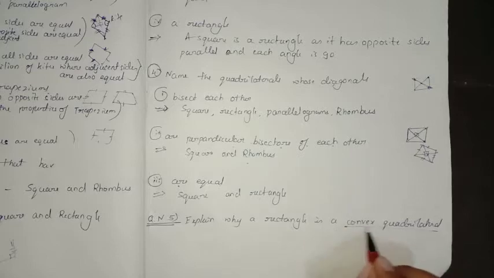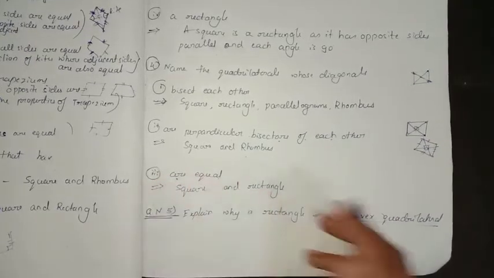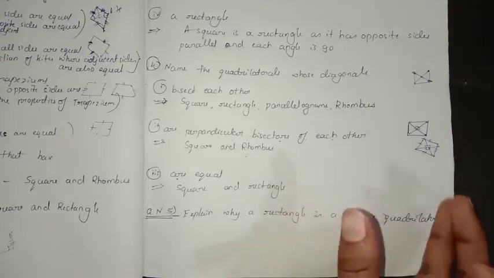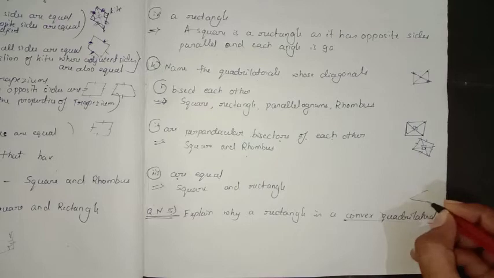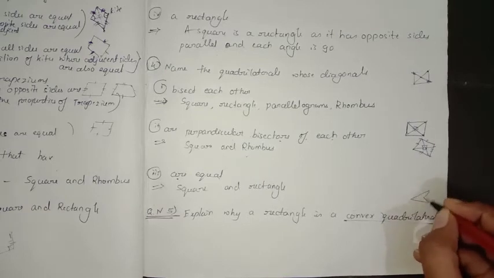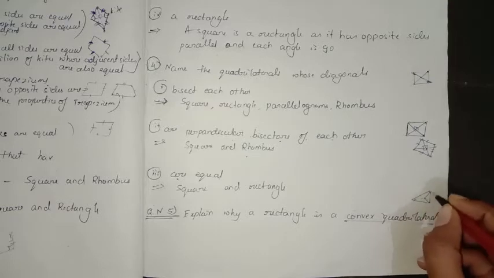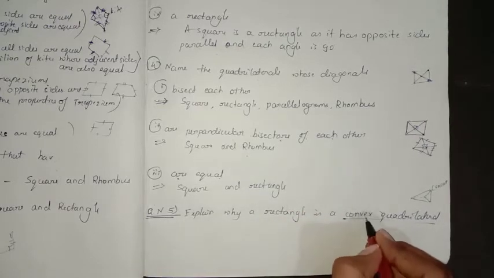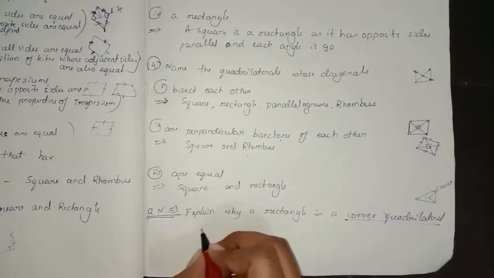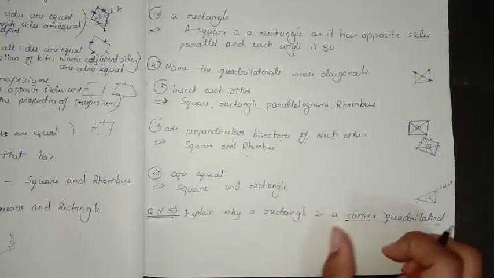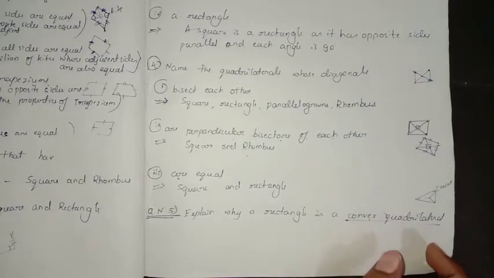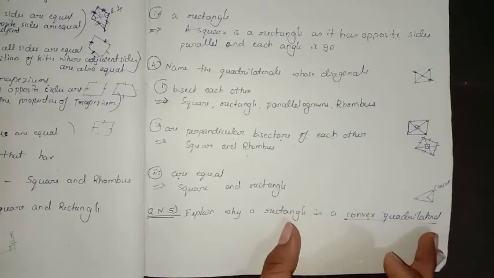Again you come to the introduction of the convex quadrilateral. So what do you mean by a convex quadrilateral? The diagonals that form are inside the quadrilateral, not outside. For example, in a diagram like this one, the formation of the diagonal is outside, so that means it is a concave quadrilateral. Explain why a rectangle is a convex quadrilateral: because the diagonals formed are inside the rectangle. So hence this one is a convex quadrilateral. We'll write that.